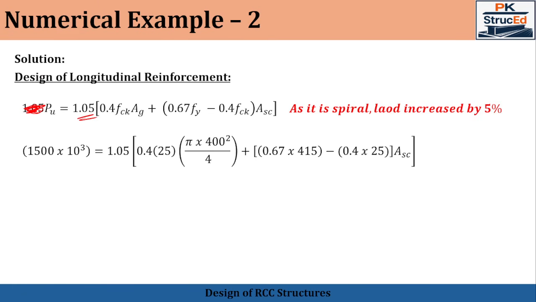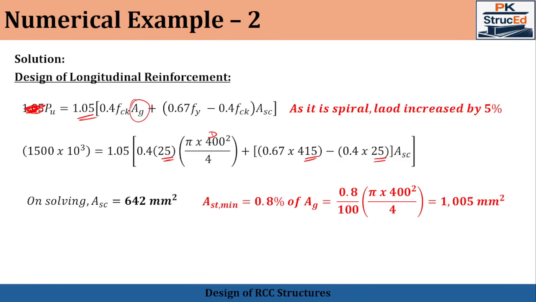Now substituting the values, here the factored load has been directly given, so we don't need to multiply with 1.5. So here 1.05, 0.4 in the grade of concrete is 25, and Ag is the gross area of the column. Since it is a circular column, we are using pi d square by 4, where d is the diameter, 400 mm. So 0.67 into fy which is 415, 0.4 into fck 25, and Asc, the area of steel for compression reinforcement, that is what we need to calculate. On solving, we are getting Asc as 642 mm square.